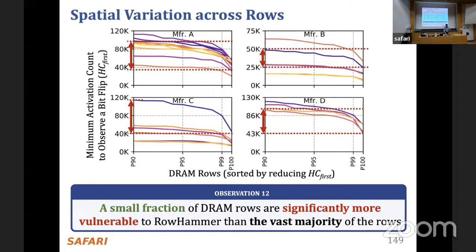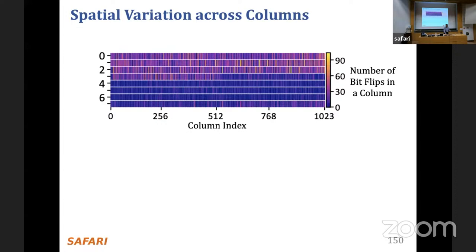And yeah, I will not look into all of these. This is also true across columns. You can see that this is DRAM row. Each of these are different DRAM rows, and these are different DRAM columns. And you can see the number of bit flips in a column as a heat map over here.